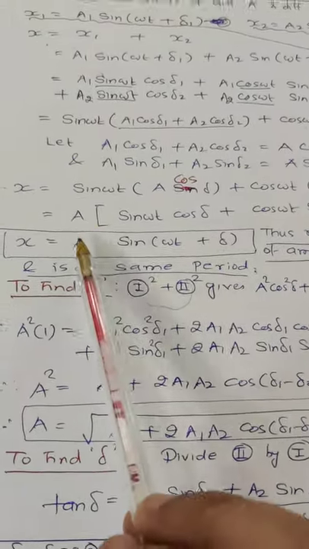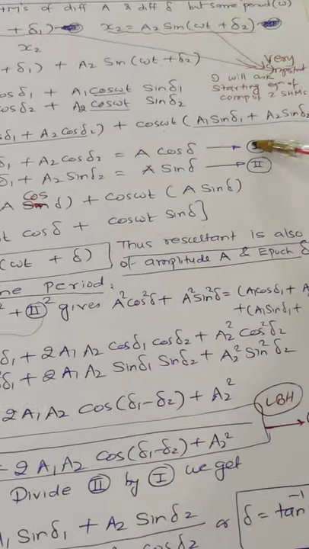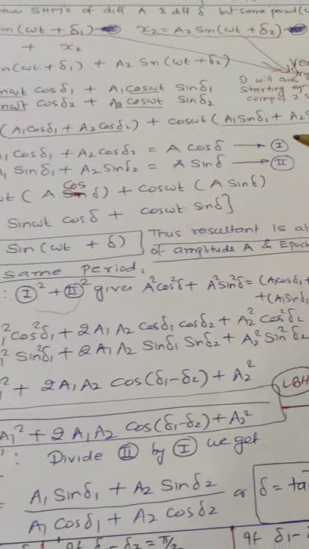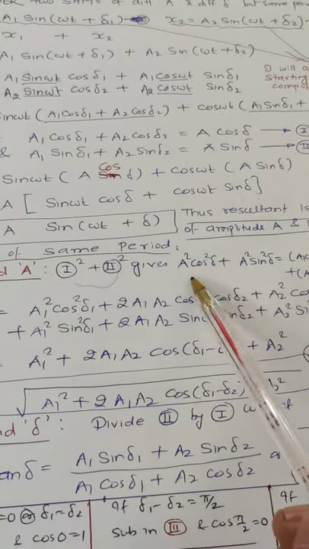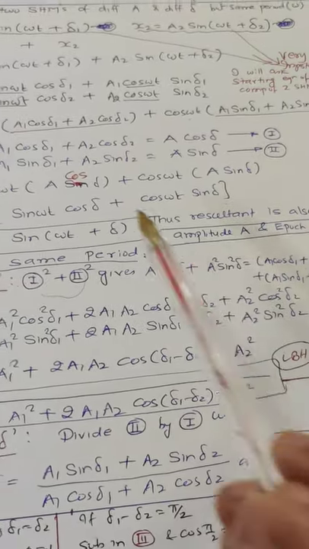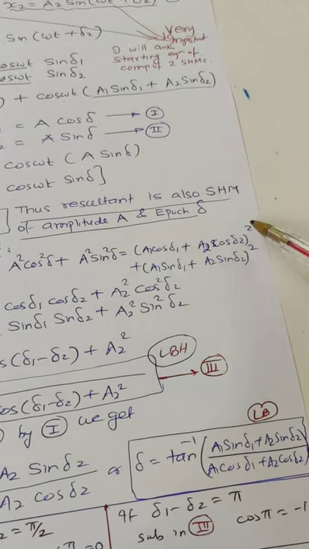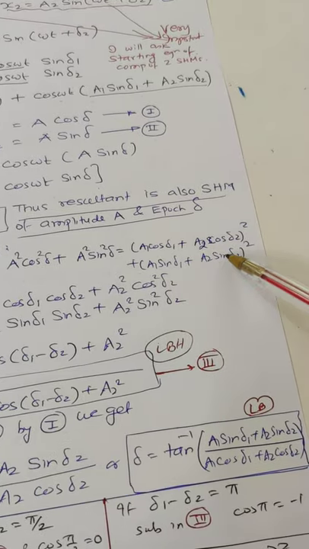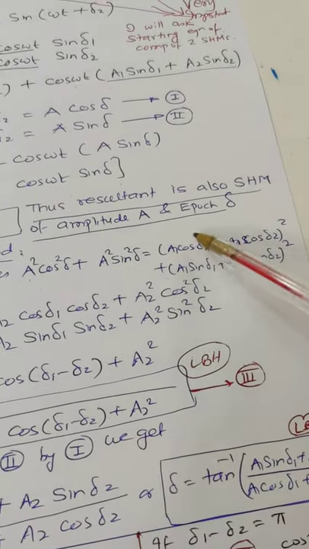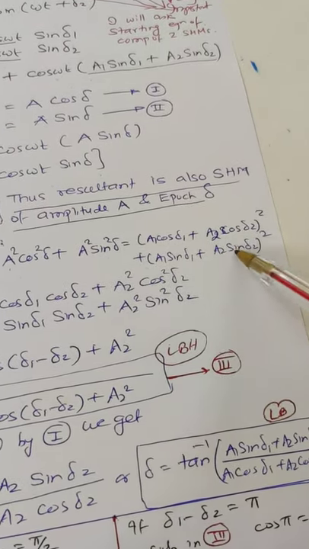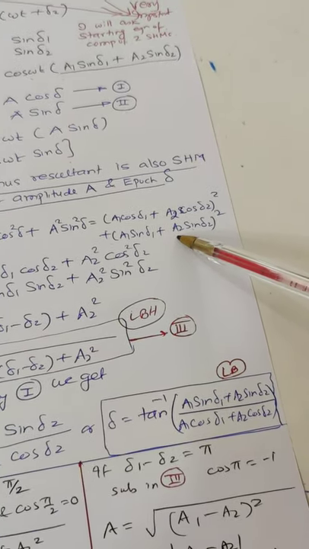Now we want to find capital A. Aakhir capital A ka relation a1 a2 ke saath kya hai? So what I do, you know, isko equation 1 bola tha, isko equation 2 bola tha, 1 square plus 2 square gives iska square A square cos square delta plus iska square A square sin square delta equal to this whole square plus this whole square, that is a1 cos delta 1 plus a2 cos delta 2 ka whole square plus a1 sin delta 1 plus a2 sin delta 2 ka whole square. Again idhar ye to left hand side A square ho jayega. Apply the a plus b whole square formula. Iska expansion exactly iske neeche likho, ek ek term. You will find it very easy.